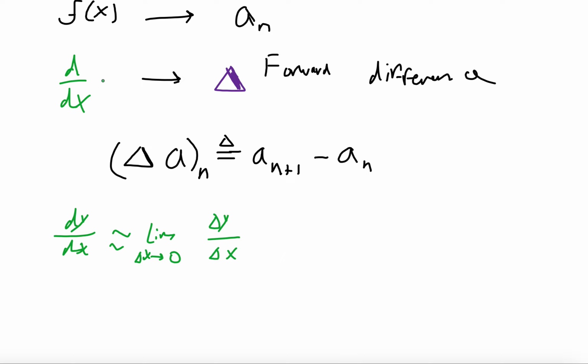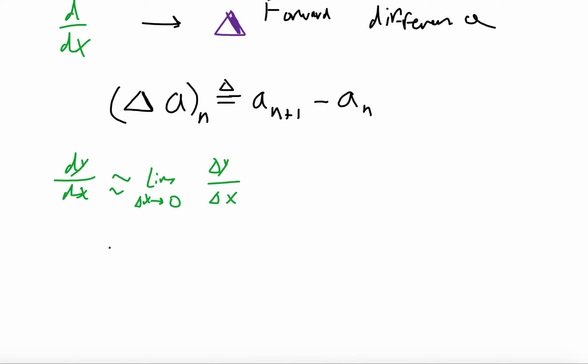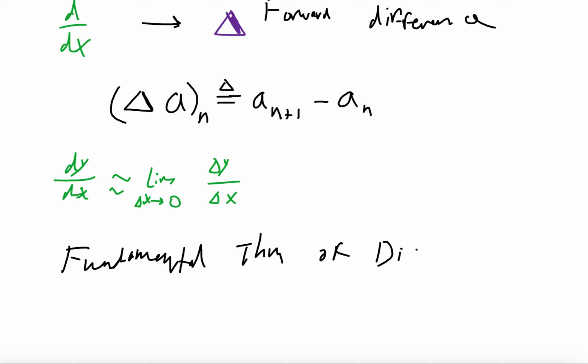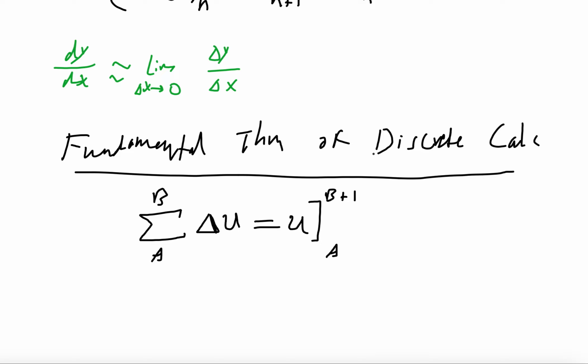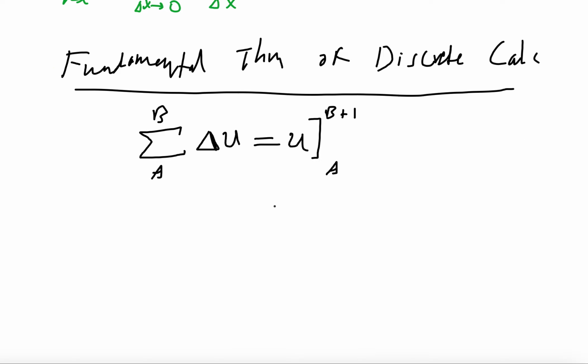All right, a couple more things to notice. The fundamental theorem of discrete calculus. I'm going to write that out. The fundamental theorem of discrete calculus is very similar to the continuous calculus fundamental theorem. And it says this: the sum, as n goes from a to b, of the delta of some sequence u is equal to the original sequence u evaluated from a to b plus 1. The proof for this is actually very quick and easy. Again, take a look at the Fibonacci number sum video on my channel for the proof of this. It eventually involves something called a telescoping sum.